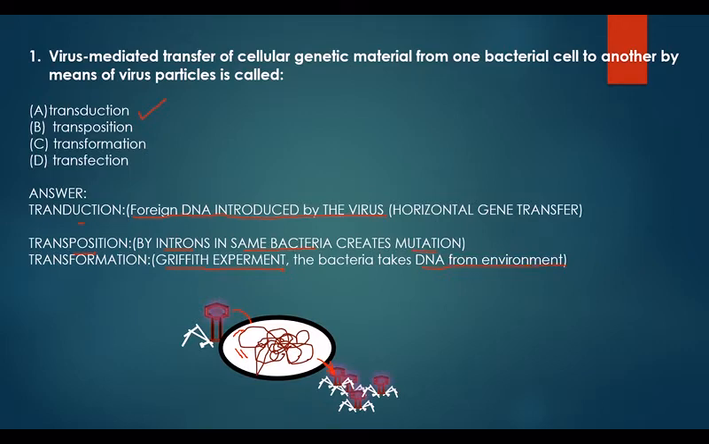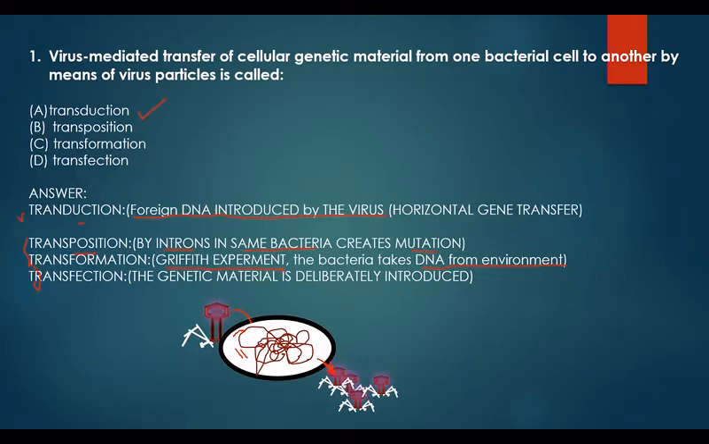And next is transfection. This is where genetic material is deliberately introduced. So here two bacteria are involved. In these three, transposition, transformation and transfection, no virus is involved. So the answer is transduction.